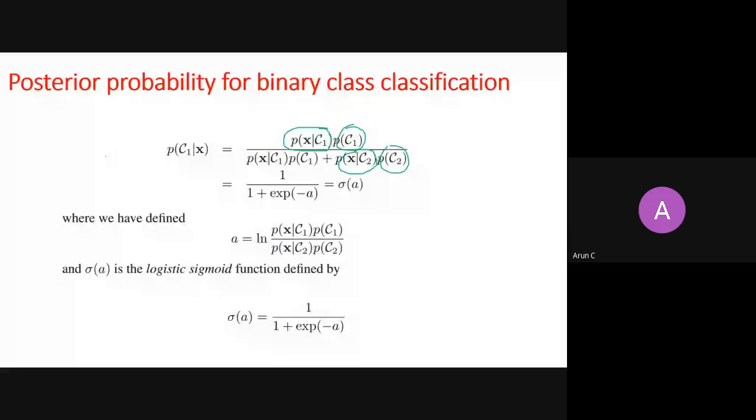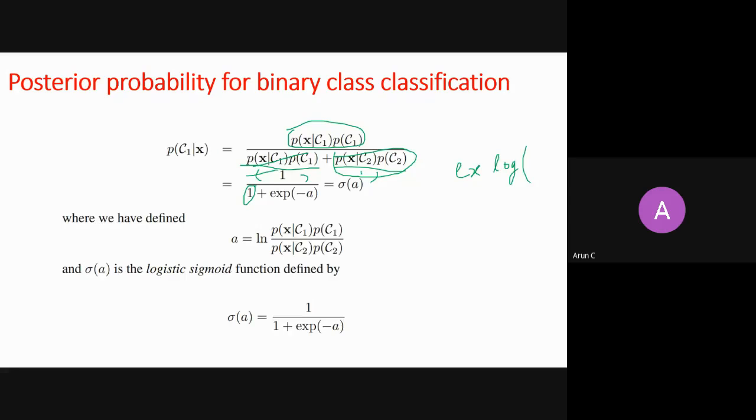Once equipped with all this knowledge, now I want to proceed further. Here we are doing some mathematical juggling. We are bringing this numerator to the denominator in this way, so the numerator will cancel the denominator. I will get this one here, and I will get this fraction, probability of C1 upon probability of C2. Then I take an exponent and log.